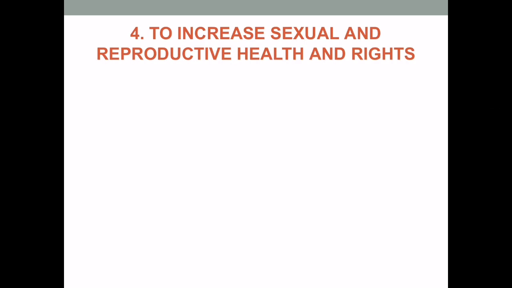Number 4 is to increase sexual and reproductive health and rights. Such efforts include promotion and protection of women's rights to have control and decide freely over matters related to their sexuality, including sexual and reproductive health, family planning possibilities, and HIV/AIDS prevention.